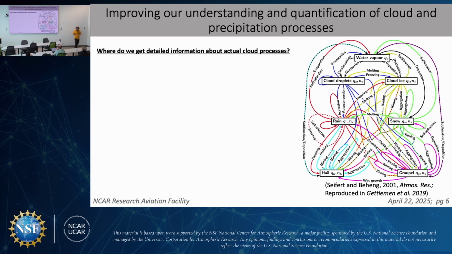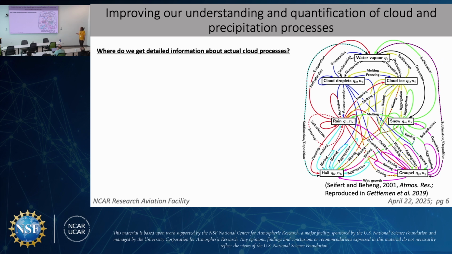Okay, here's the spaghetti diagram. You've probably seen it before, most recently in a paper by Andrew Gettelman that has 6 different hydrometeor types and water vapor, and describes different processes that are occurring between different hydrometeor types or feed back into the same hydrometeor type.